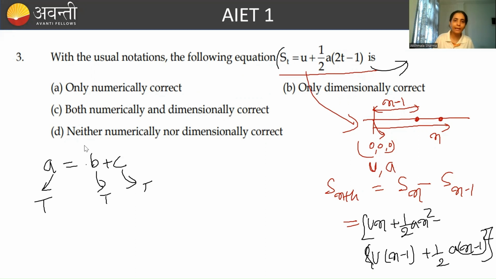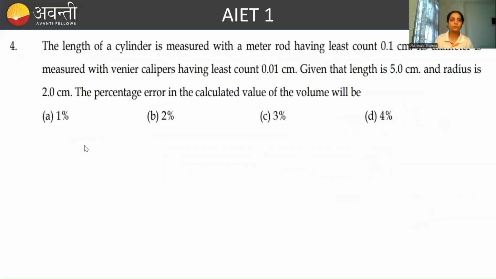So here S_n has a dimension of length, u has a dimension of velocity, that is LT minus 1. These two dimensions are not same. It means this is not dimensionally correct. Okay, so the correct option will be A. Now let's move ahead to the next question.